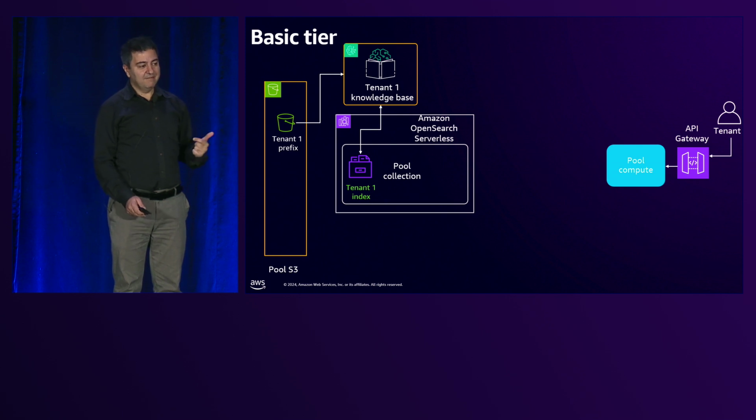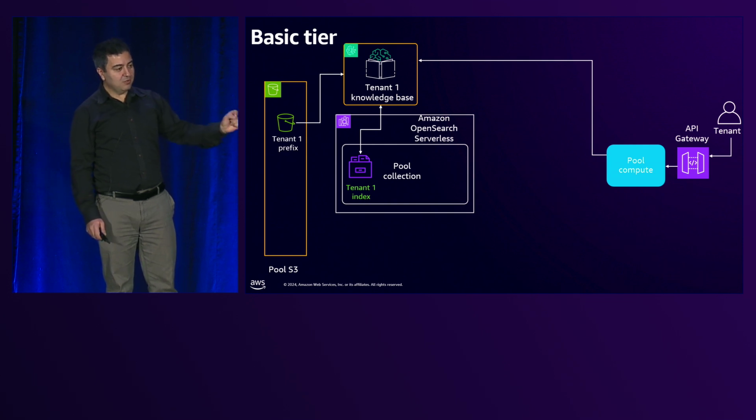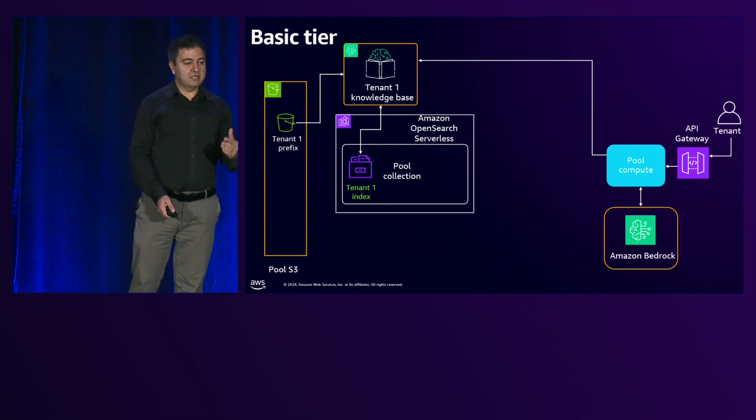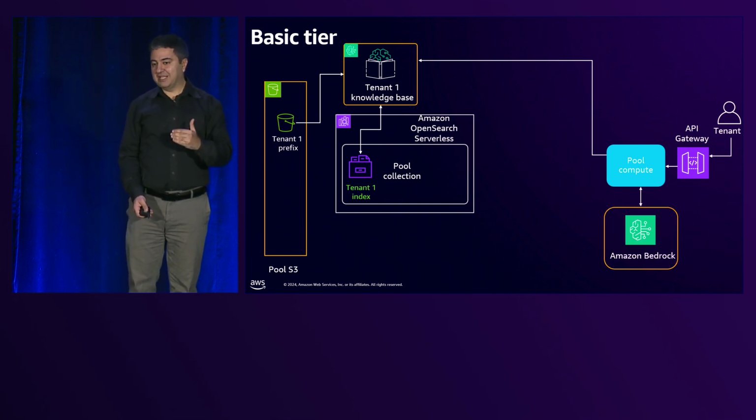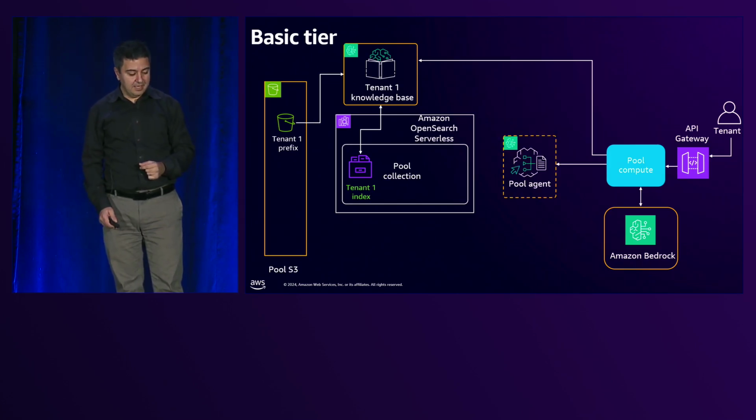This is RAG. The very first step is retrieving the knowledge relevant to that prompt. That goes to the tenant one knowledge base. The knowledge base goes through the OpenSearch serverless and finds the relevant knowledge. And then that request will be sent to that shared Bedrock. And we are paying basically per token.